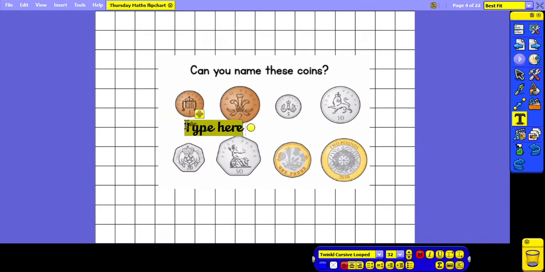So this coin here is a 1 pence or a 1 penny. And then we've got 2 pence, 5 pence, 10 pence. Here we've got 20 pence. And 50 pence. And then we move on to pounds. We've got a 1 pound here and 2 pounds.